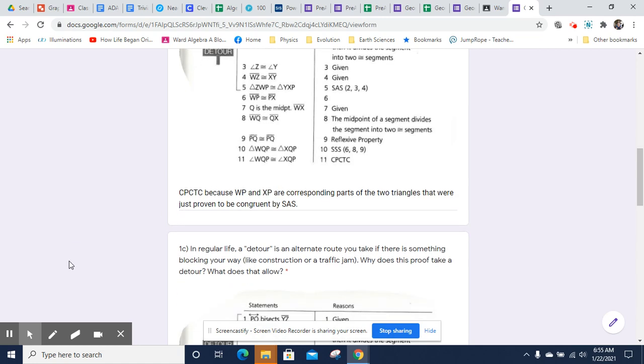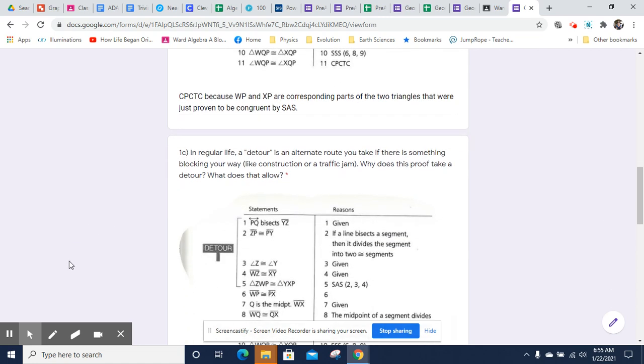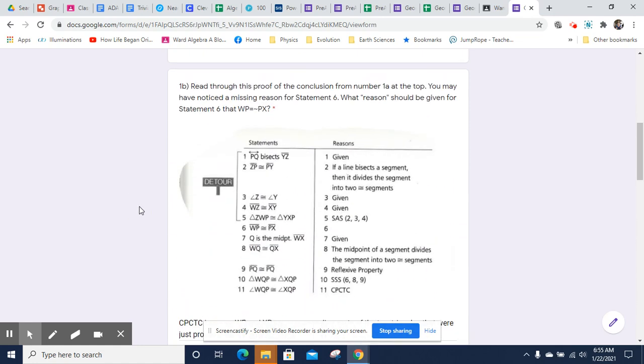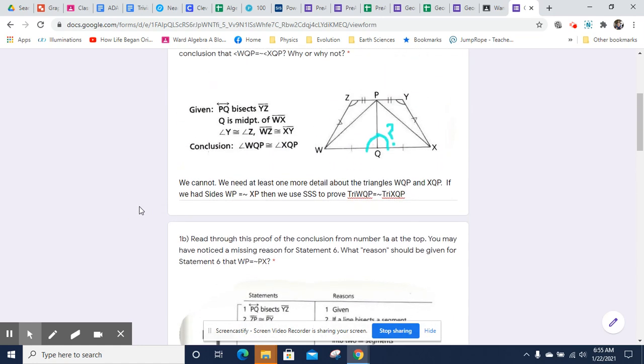Okay, so in regular life, a detour is an alternate route you take if there's something blocking your way, a construction or a traffic jam. Well, why does this proof take a detour? What does that allow? Well, it takes a detour because we didn't have enough information to directly prove what we wanted to prove. We needed these sides. And by taking a detour and proving these triangles were congruent, that gave us the information that we needed.